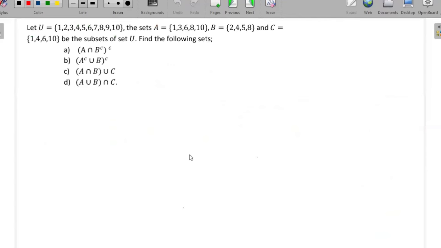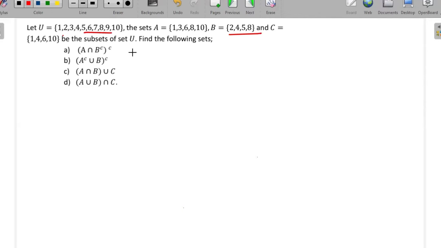It's late. So here they said let U be the universal set that has 1, 2, 3, 4, 5, 6, all the way up to 10. And then set A has 1, 3, 6, 8, 10. Set B has 2, 4, 5, 8. And then set C has 1, 4, 6, 10. So let these be the subsets of this universal set U.